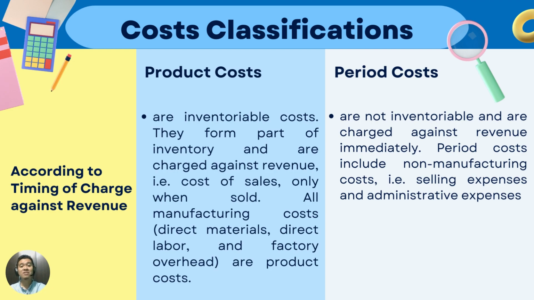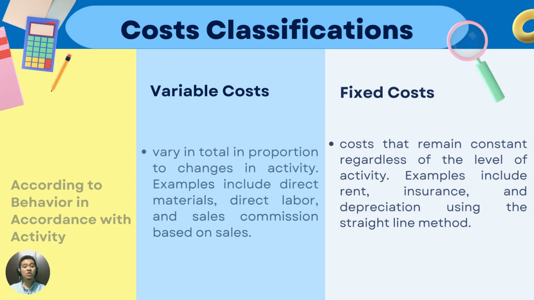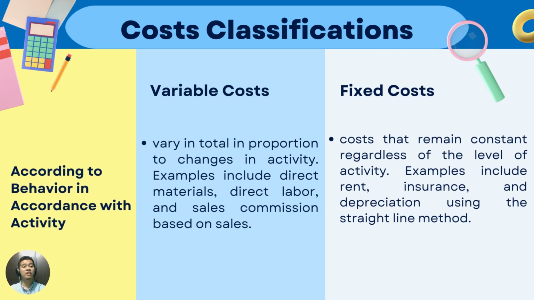And period costs naman, on the other hand, are not inventoriable and are charged against revenue immediately. So period costs include non-manufacturing costs such as selling expenses and administrative expenses. So kana siya, these expenses, dili siya pwede nimo inventory because expense na siya immediately pag nagasto na siya diretso. We also categorize the cost according to behavior in accordance with activity.